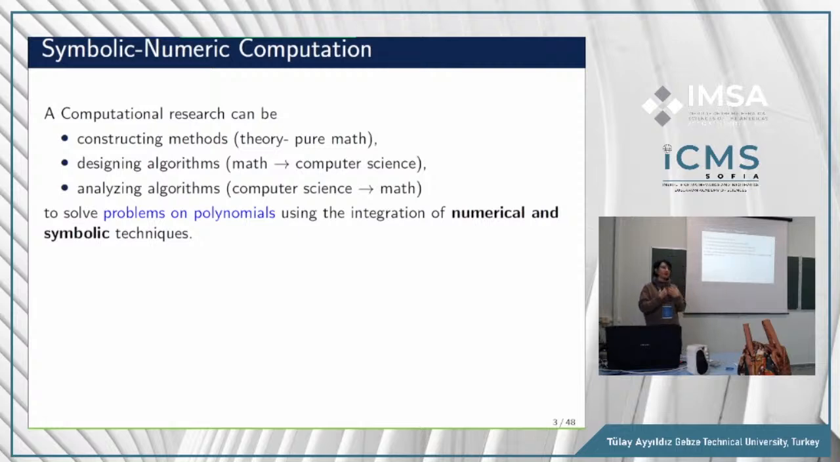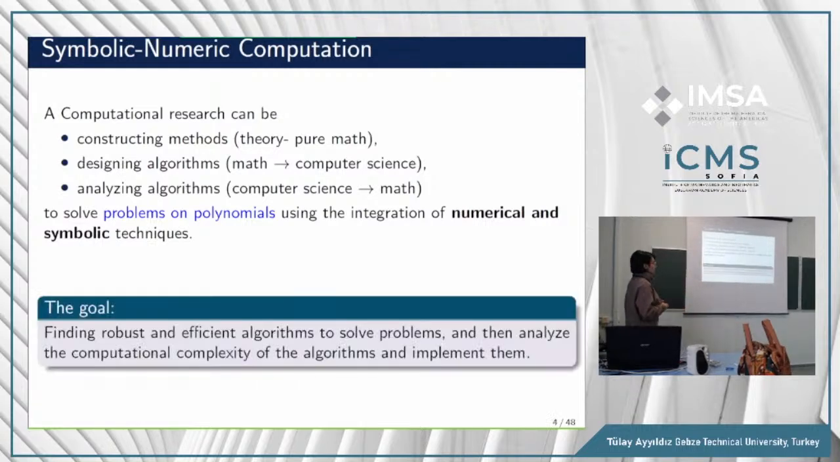We use these three approaches on problems on polynomials. Polynomials are my specific area of interest. It can be something else, but in my area we are working on polynomials. We use numeric and symbolic techniques together. The ultimate goal is to find robust and efficient algorithms to solve problems. Sometimes algorithms are quite straightforward from the theory, but when you go into the algorithm design part, it's not really useful, or it's not efficient, or maybe it just goes in a loop. Then you need to design it and optimize it.